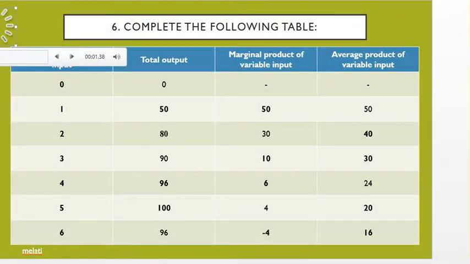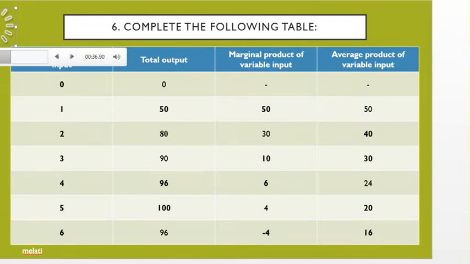For question number 6, the question wants us to find total output, marginal product of variable input, and average product of variable input. If the quantity of variable input is 1, the total output and marginal product of variable input will be 50. What if the quantity of variable input is 2? The total output will be 80. We got 80 from the previous total output, which is 50, plus the marginal product of variable input when the quantity is 2, which is 30. So 50 plus 30, we get 80 for total output.